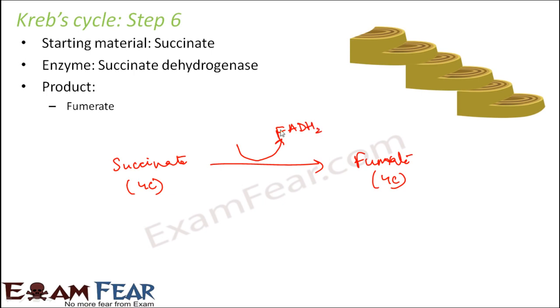FADH2 is released. Like the way you have NADH, which is nicotinamide adenine dinucleotide, similarly you have FADH2, which are again high energy molecules. One NADH can give rise to 3 ATP molecules and one FADH2 can give rise to 2 ATP molecules. So here the product formed is fumarate or fumaric acid, and also FADH2, which in turn will help in ATP synthesis.